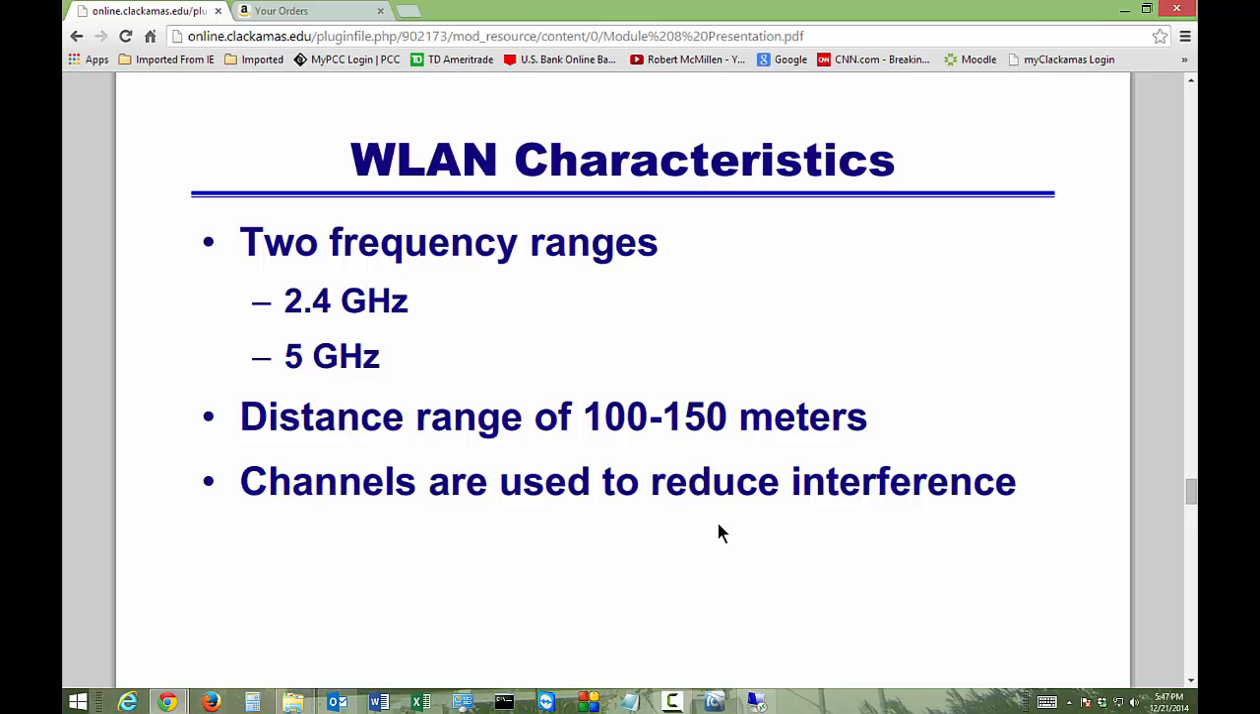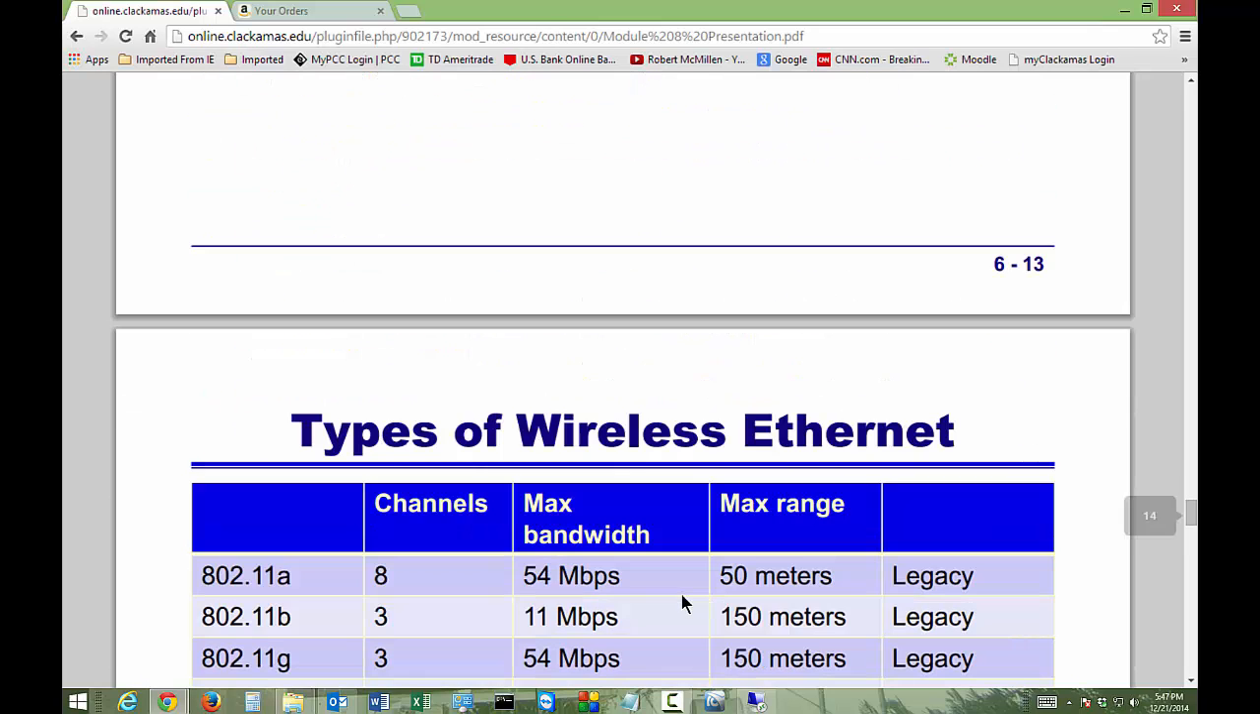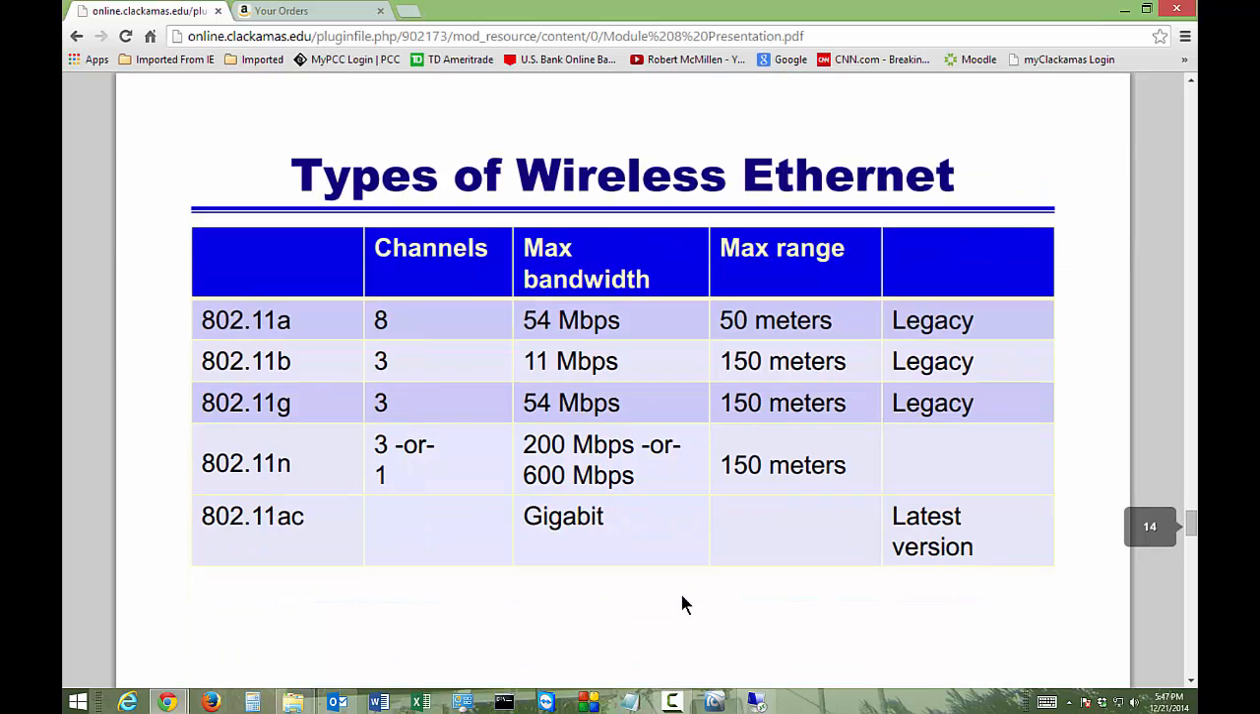It also uses channels to reduce the amount of interference. And those channels basically rotate if you set the access point to automatic. So it'll find whichever channels are used the least, and then your device will scan those channels for that SSID, which the access point is now broadcasting.